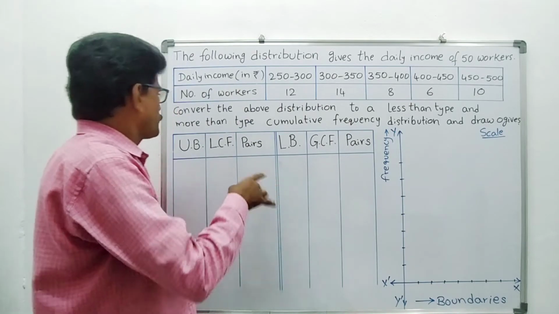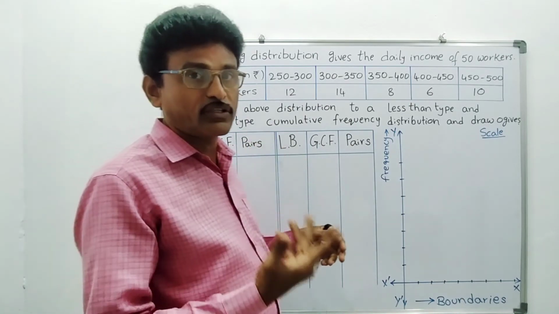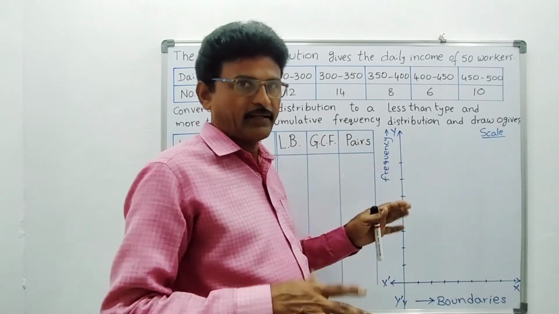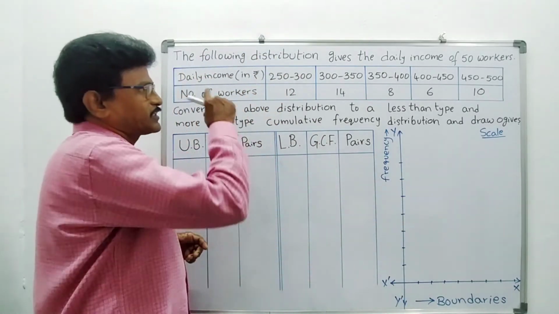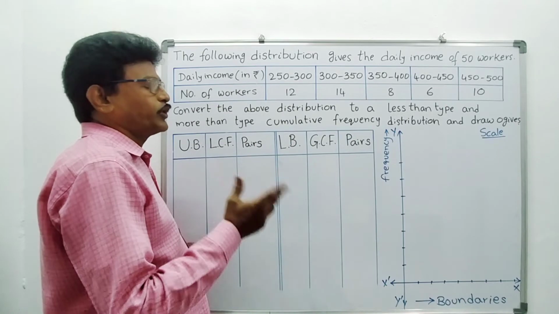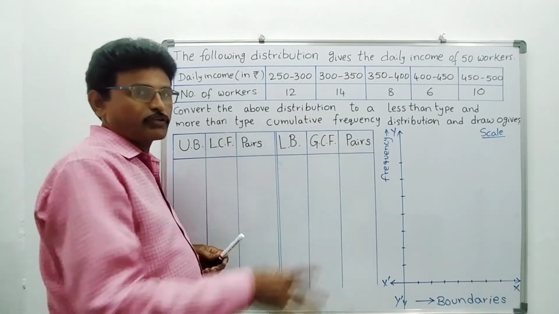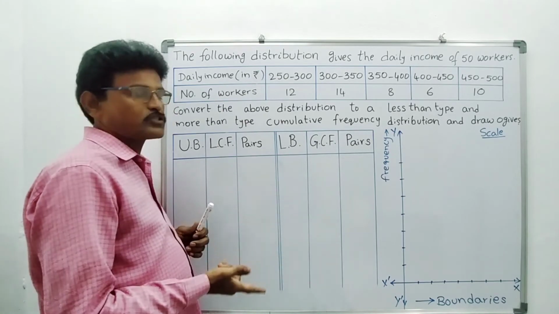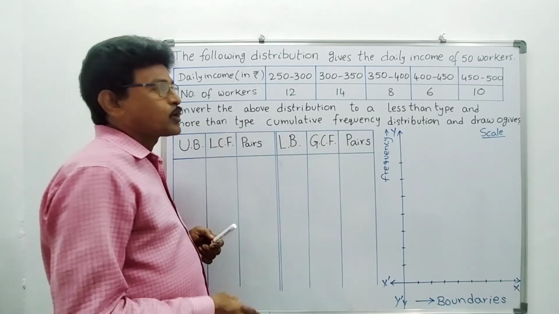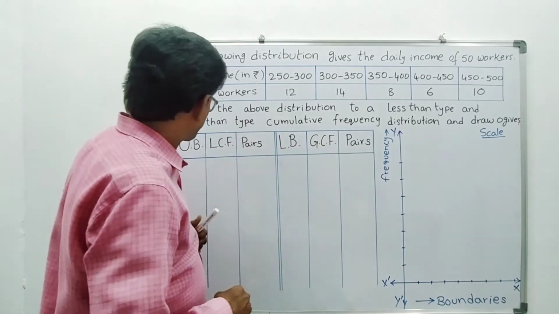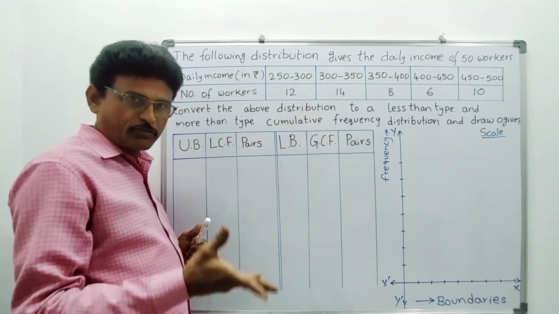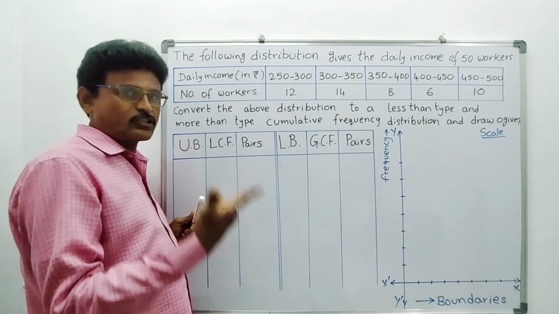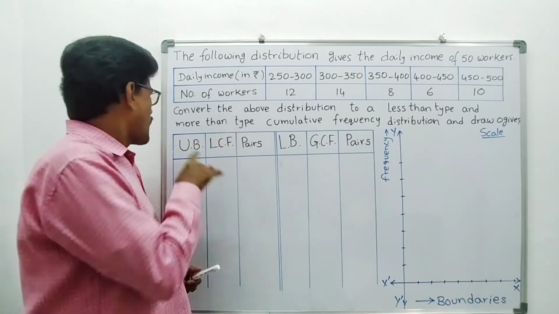But here I am going to plot the more than type cumulative frequency distribution curve also. By that we will get the median directly. So for the same problem we are going to plot two graphs, the less than cumulative frequency curve and also the greater than cumulative frequency curve. Greater than cumulative frequency means more than type cumulative frequency. What I told you in the beginning, for the less than cumulative frequency curve you simply have to remember upper boundaries and less than cumulative frequency. Only two parts. Upper boundaries.